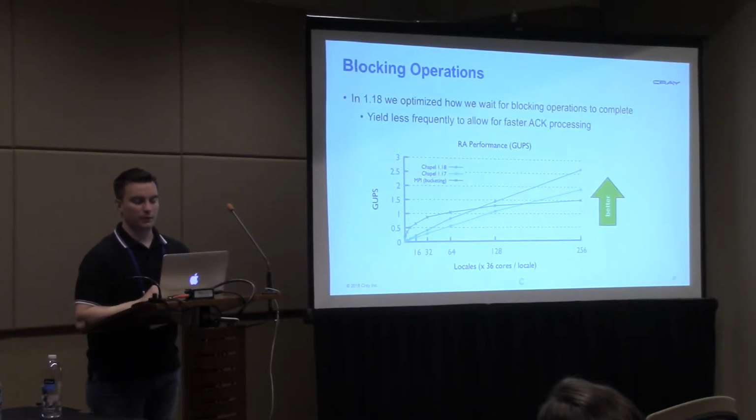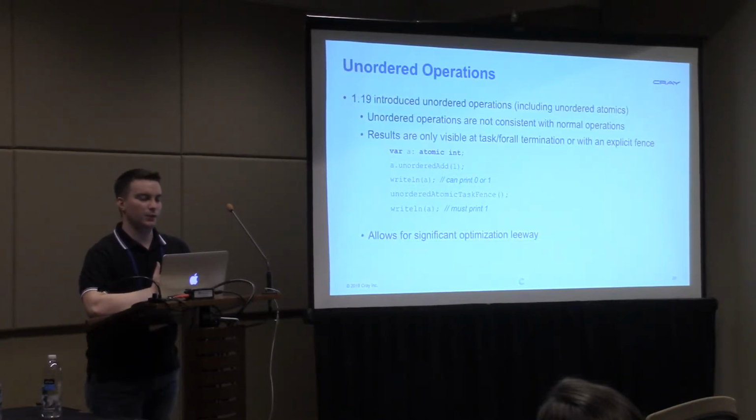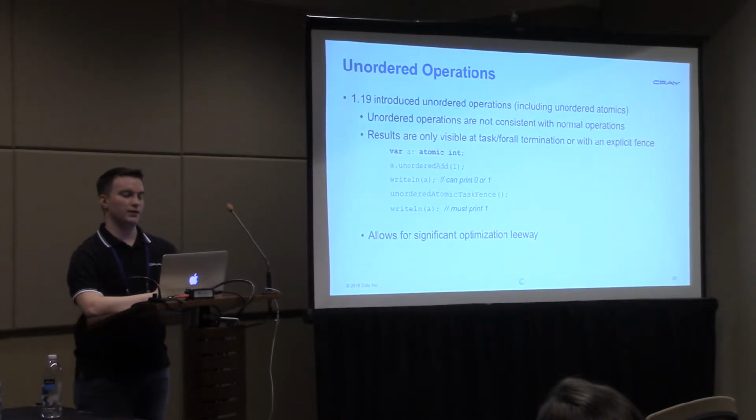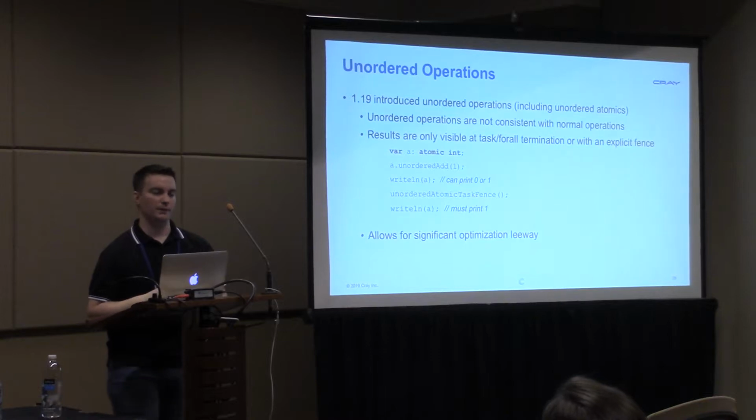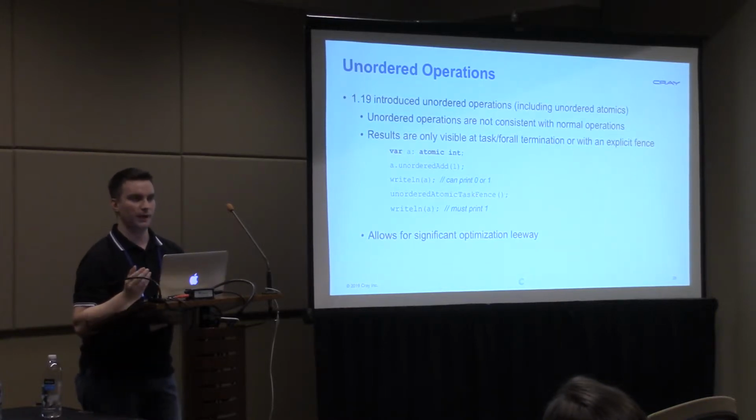So what we ended up doing was we added this notion of unordered operations, and including support for unordered atomics. And what's really important to note here is that unordered operations are not consistent with normal operations, and they're effectively not sequentially consistent. So if we take that really simple example we had before, we have some atomic in A. If we now do an unordered add to it, then if you read that value, it can either be a 0 or a 1, right?